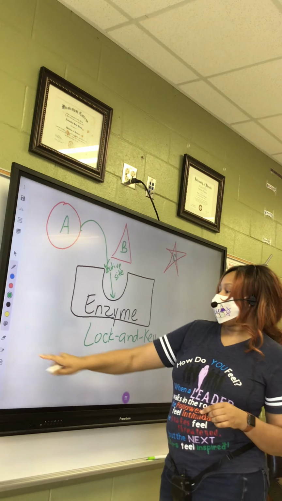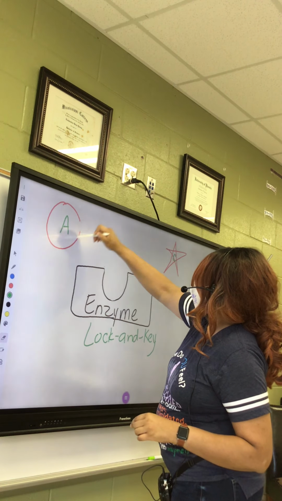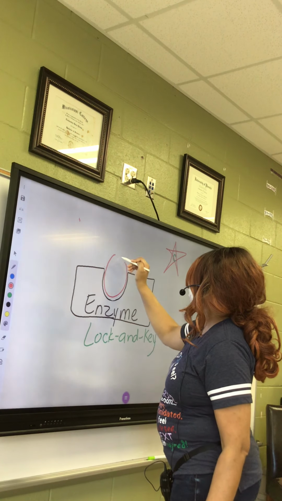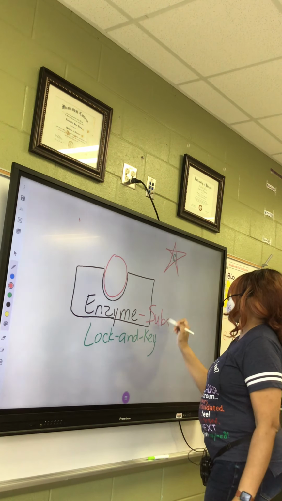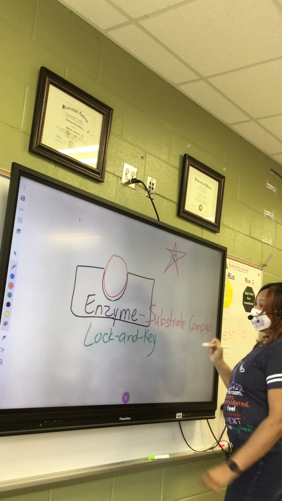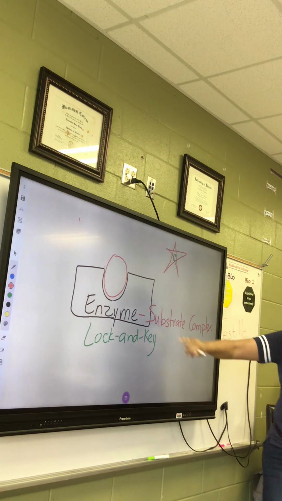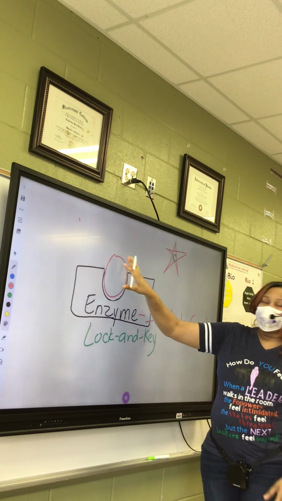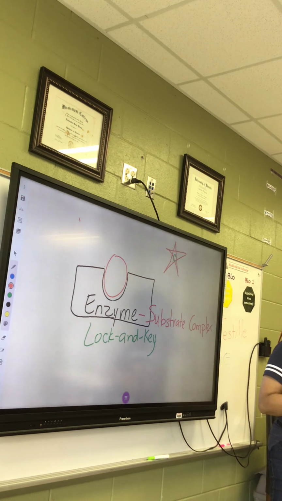Now, when the substrate actually bonds to the enzyme, so we know that A is the one that fits in there, I call this an enzyme substrate complex, because it's actually the enzyme and the substrate together. When the enzyme and substrate bind, it's called an enzyme substrate complex. The conditions in this enzyme make it easier for the substrate to do what it's supposed to do.